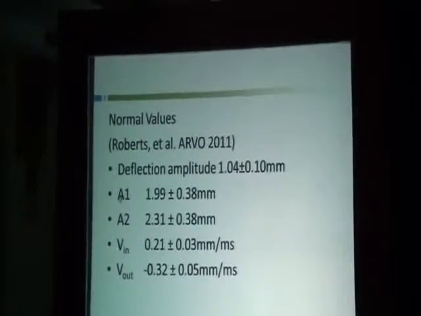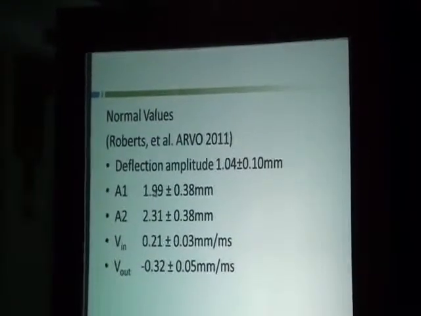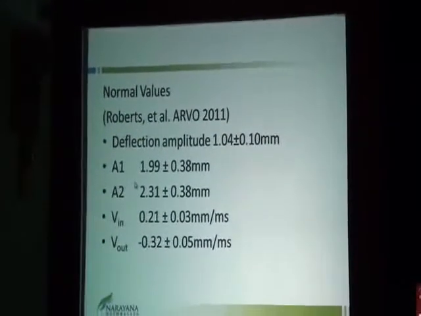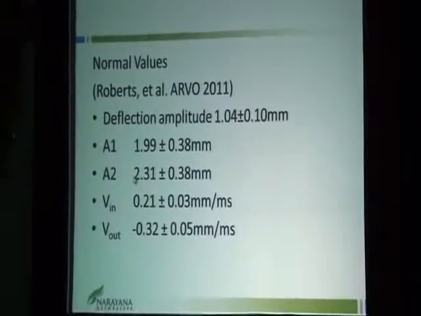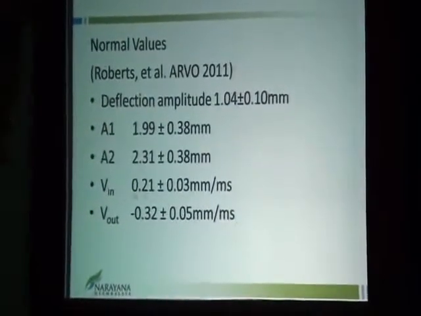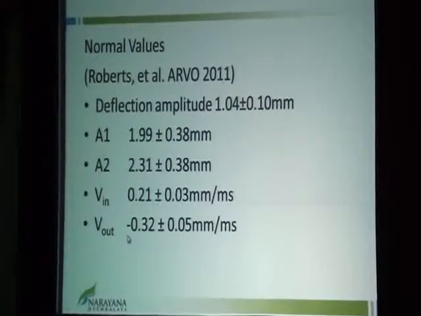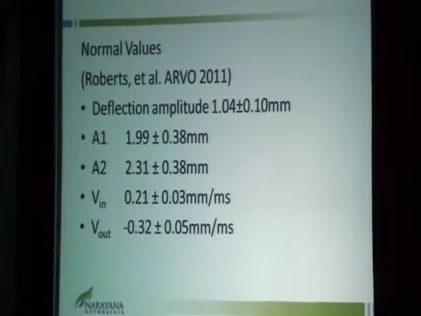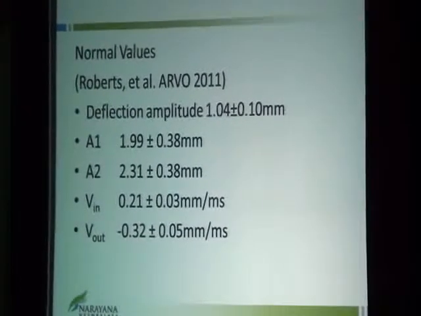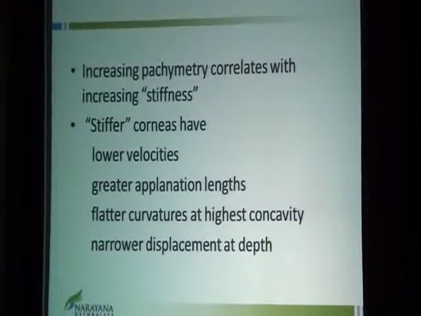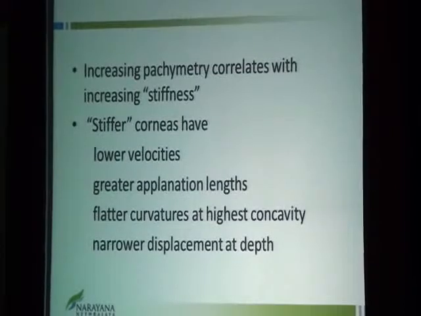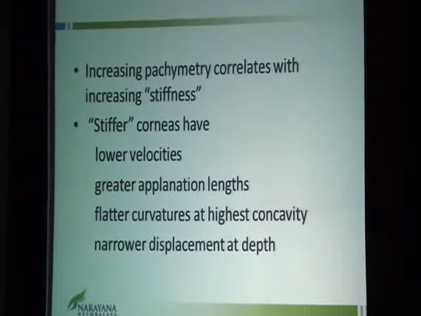The applanation length 1 is 1.99 and applanation length 2 is always higher, that is 2.3. Velocity inward is 0.21 and velocity out, when the cornea is coming back to its normal state, is minus 0.32 millimeters per millisecond. So increasing pachymetry correlates with increasing stiffness.